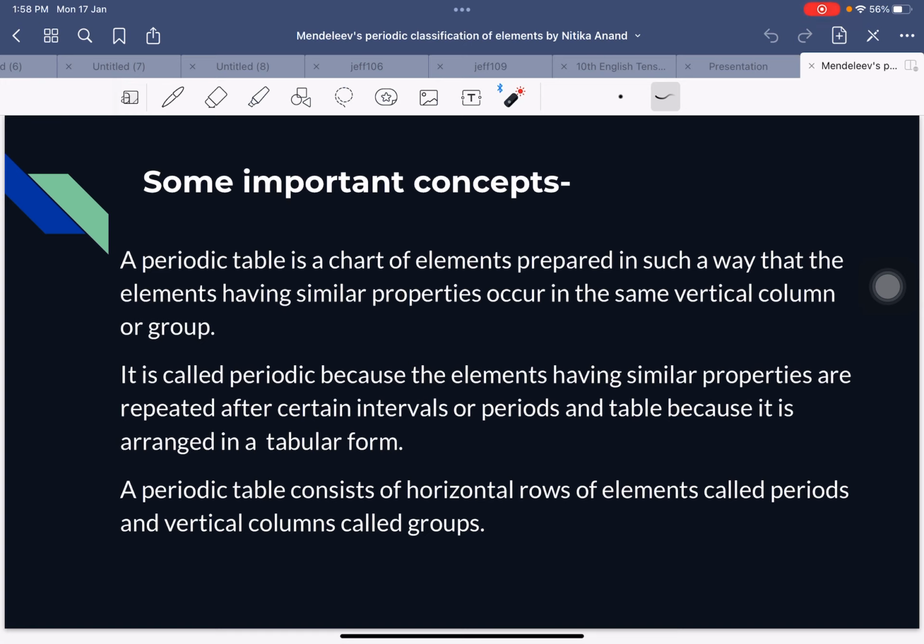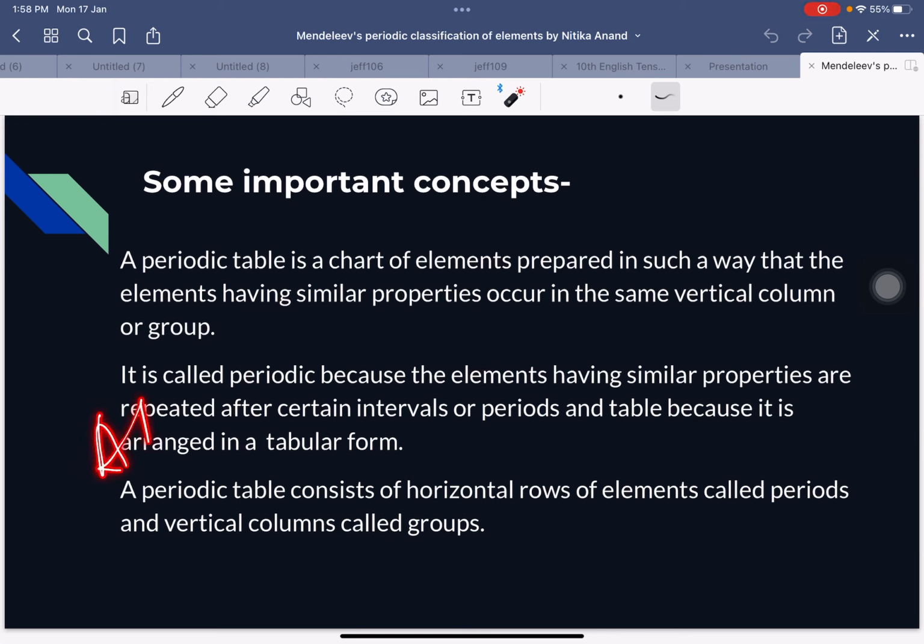First of all, a periodic table is a chart of elements prepared in such a way that the elements that have similar chemical properties occur in the same vertical column or group. So here basically we are classifying elements on the basis of their similar chemical properties. If elements have similar chemical properties, we put them into their separate groups.